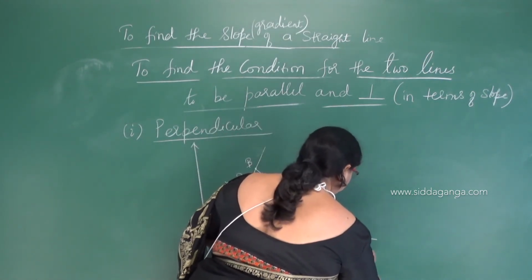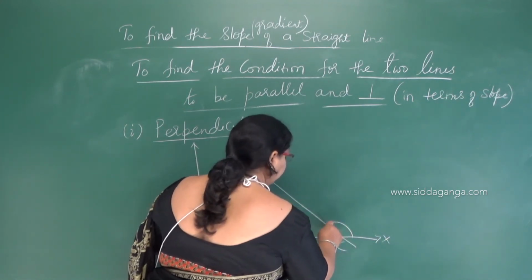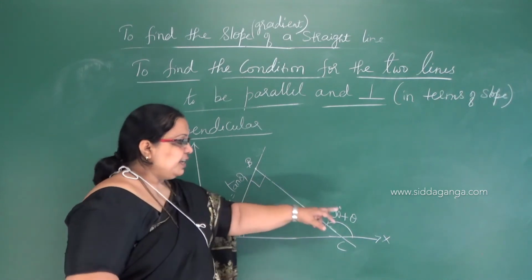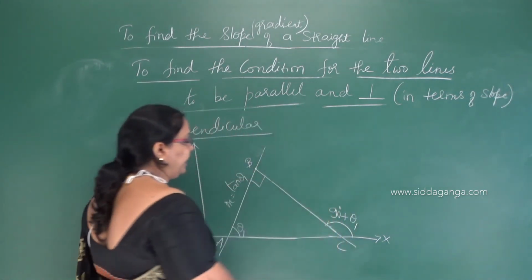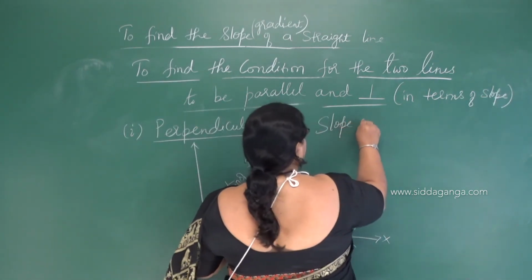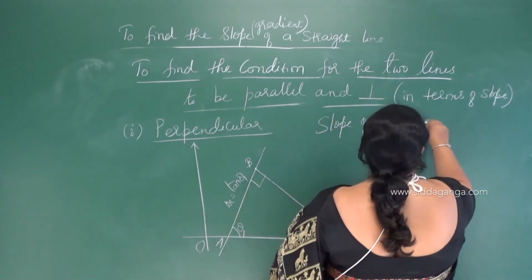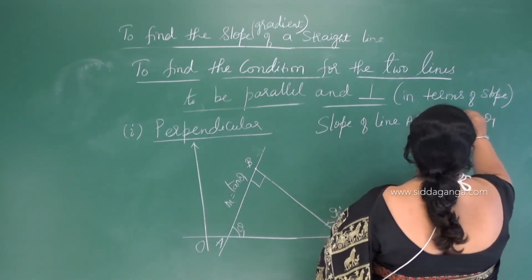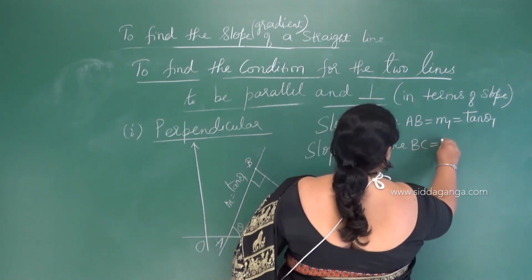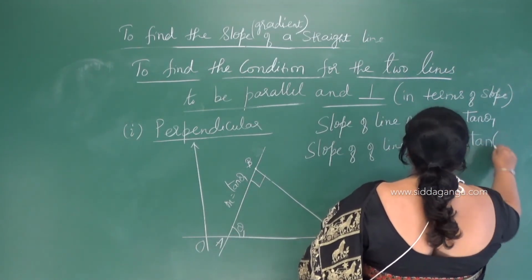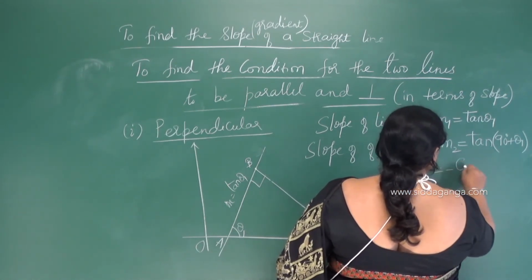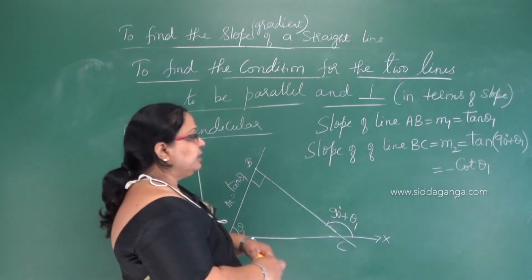You have already studied the properties of straight lines. According to that, this angle is 90 degree plus theta. The sum of the two interior angles is equal to the exterior angle, that is 90 degree plus theta 1. Therefore, the slope of line AB is m1 equals tan theta 1. The slope of the line BC, that is m2, equals tan of the inclination, which is 90 degree plus theta 1. This is equal to minus cot theta 1.